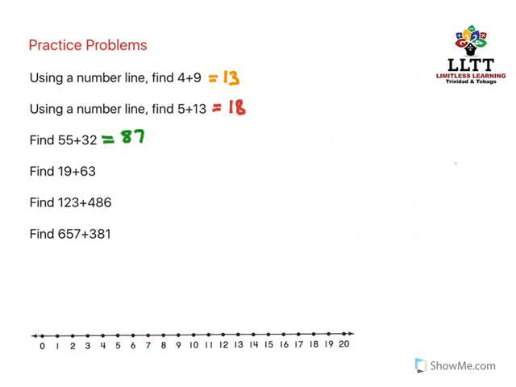The next question. Find 19 plus 63. We have 2 digits, so we're dealing with tens and ones. So I'm going to put T for tens and O for ones. 19 is 1 ten and 9 ones. 63 is 6 tens and 3 ones. I put my addition sign in the left side. And then, of course, I'm going to have my equal side.